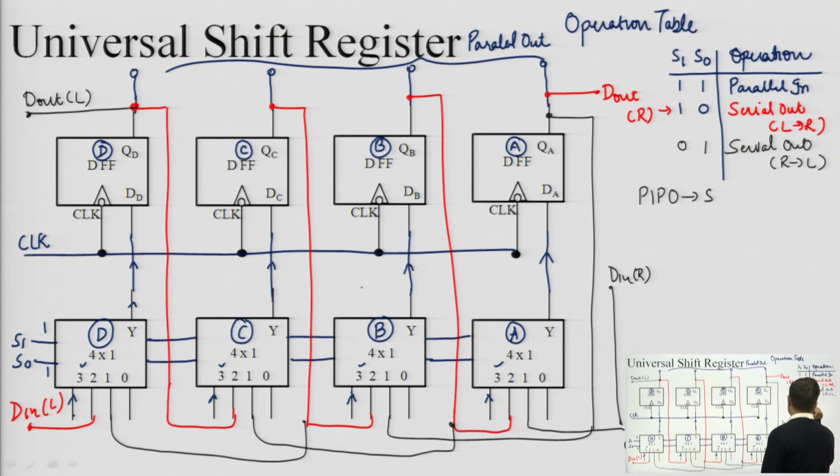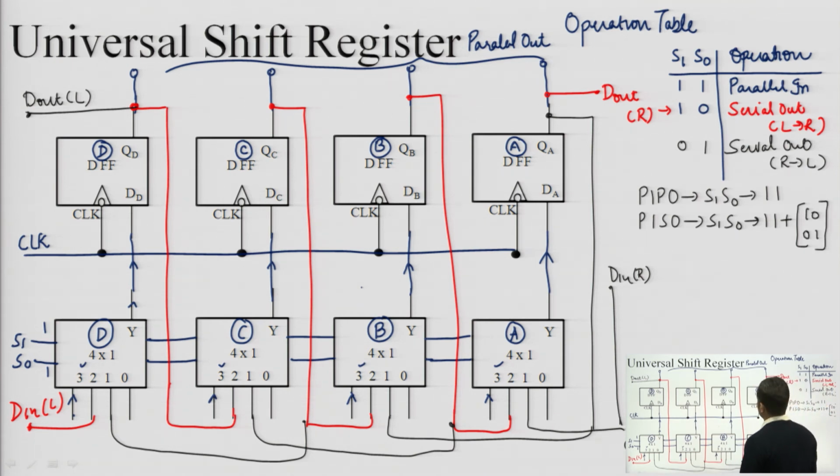Okay. That means if I want to perform PIPO, then S1 S0 should be equal to 1 1. If I want to perform PISO, then S1 S0 has to be 1 1, and then 1 0 or 0 1, depending on whether you want to perform left to right or right to left. Similarly, for SISO, you have to choose 1 0 for left to right, and 0 1 for right to left. So all these operations are already covered.